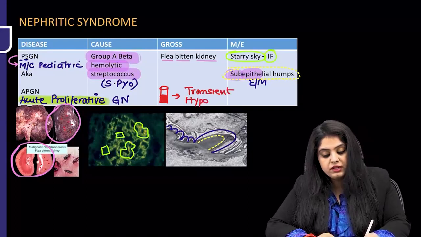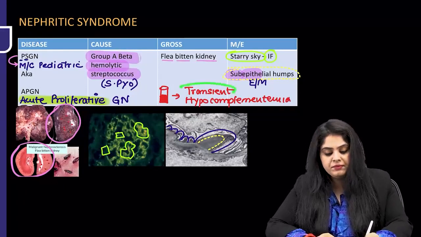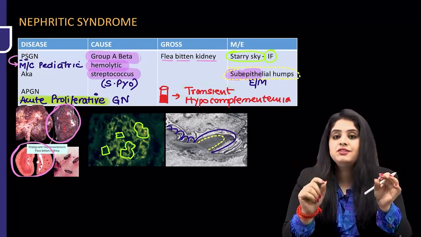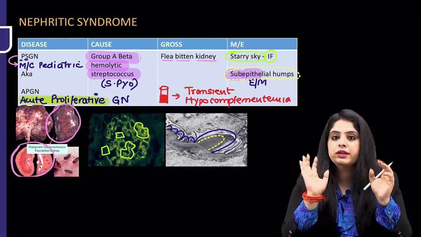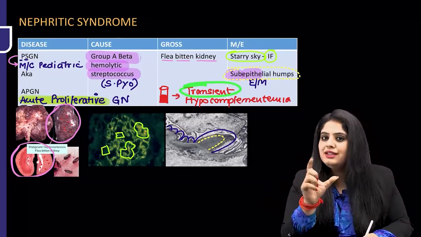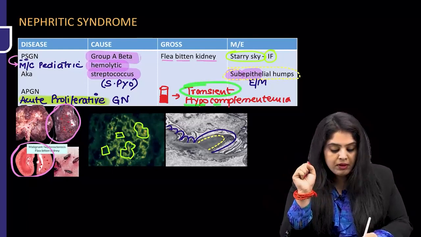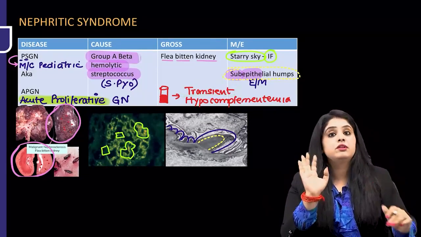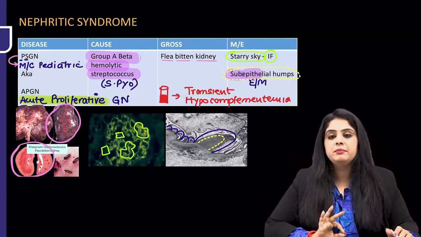What have I written over here? Transient hypocomplementemia. Very, very less amount of time. In 6 weeks this disease resolves on its own. Everyone remember, PSGN in 6 weeks is going to get okay. You don't have to worry about it. So for that 6 week duration, complement levels are going to be low. There is hypocomplementemia that can happen very transiently. So remember this point, very important in the paper.